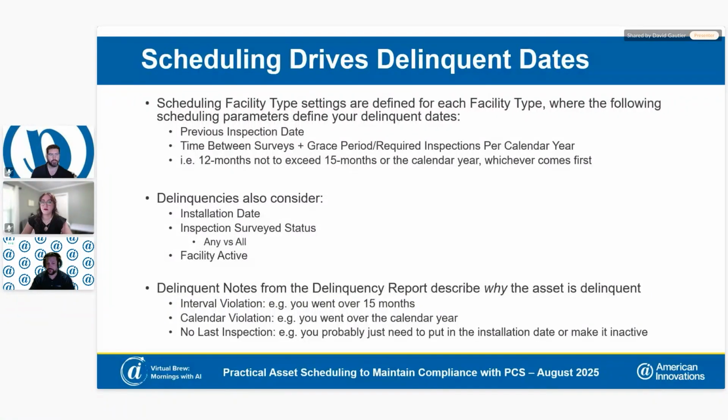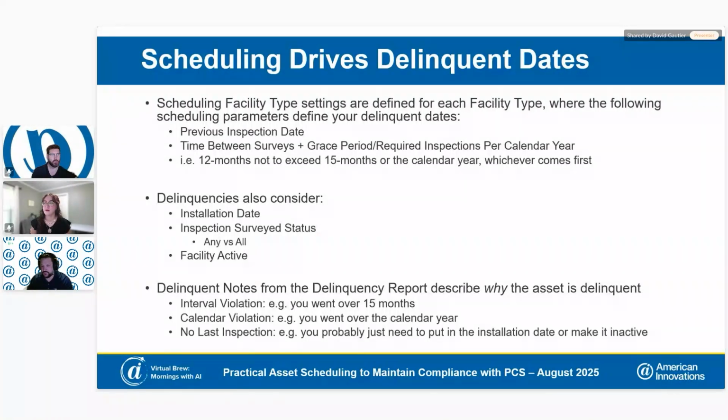A PCS admin can also control if any of those fields count towards meeting your surveyed status, or if you need every single one of those fields on an inspection in order to be considered surveyed. We have a ton of literature about that too on our website. Y'all can check that out on our support site. But keep in mind, surveyed applies to delinquencies.